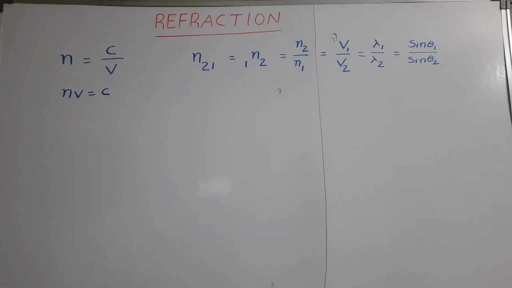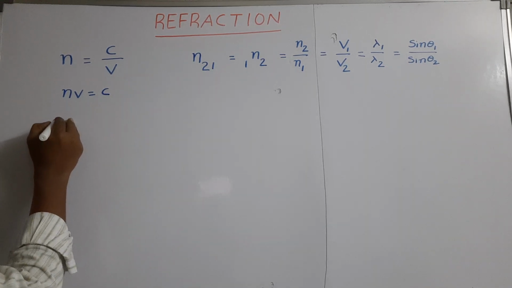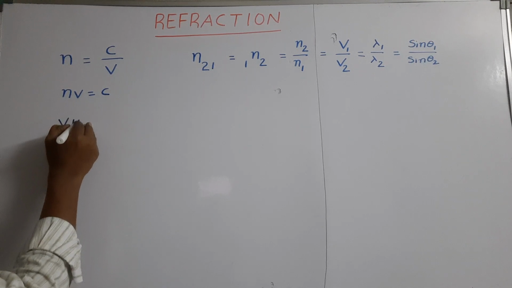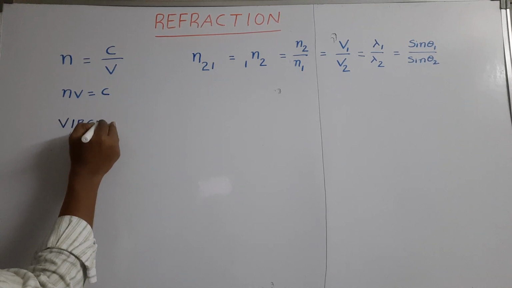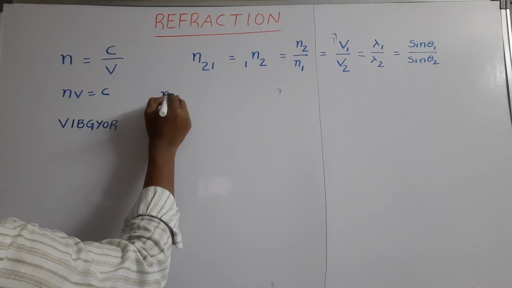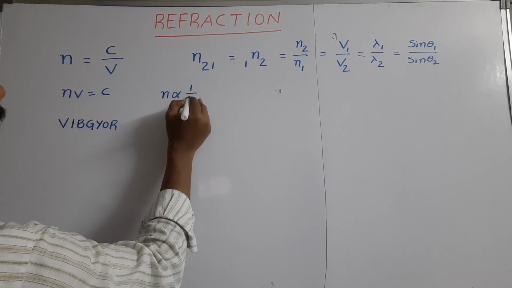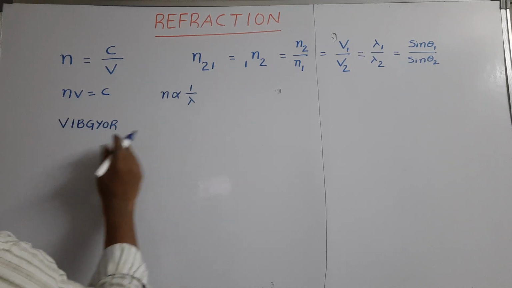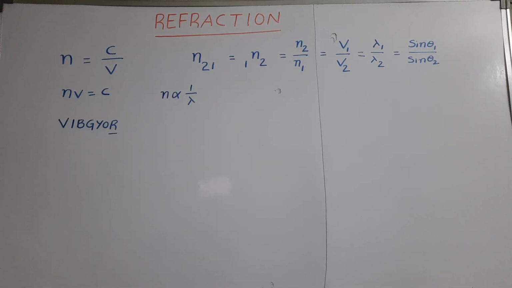Next, come to colors. We know VIBGYOR colors. Here, the refractive index value depends on color. So which color has more refractive index value and which color has less refractive index value? If you observe, the refractive index value is inversely proportional to wavelength. Inversely proportional to wavelength means if the wavelength is more, the refractive index value is less. So in VIBGYOR colors, the wavelength is more for the red color.